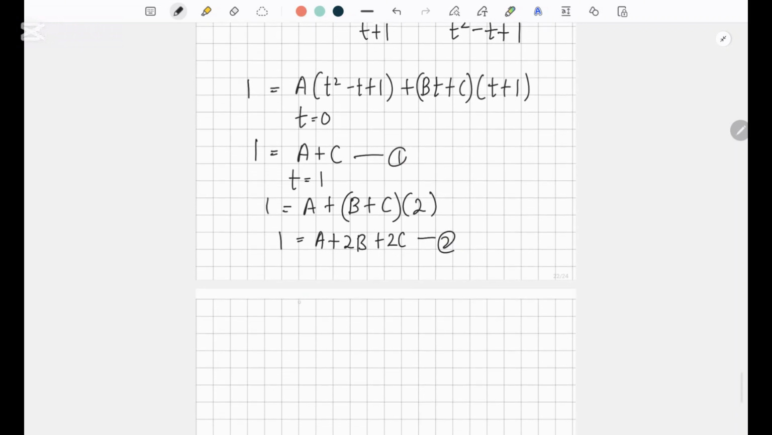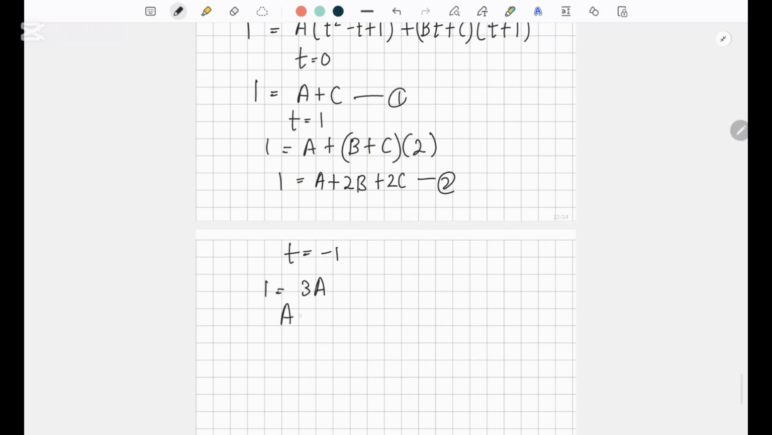And if you substitute t equals minus 1, we'll have 1 equals to A into, so minus 1 squared is 1 minus minus into minus 1, so it's plus 1 plus 1, so it's just 3A plus Bt plus C into 0, right? So it's just going to be 1 equals to 3A. So A equals to 1 over 3. If A equals to 1 over 3, using that you can write 1 equals 1 over 3 plus C. C equals to 2 over 3.